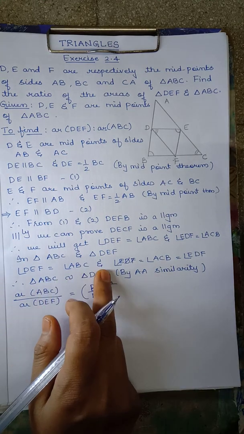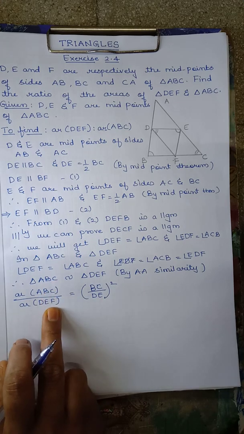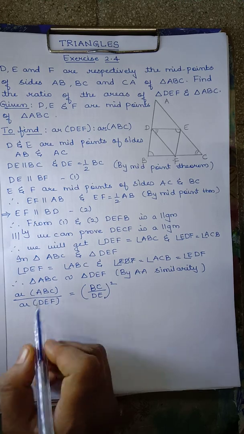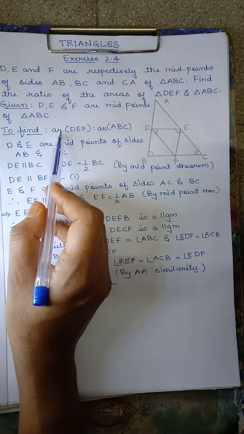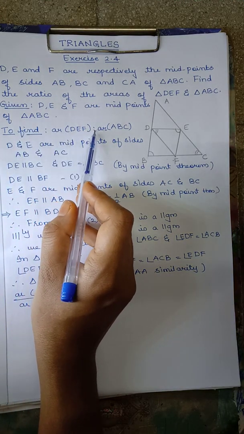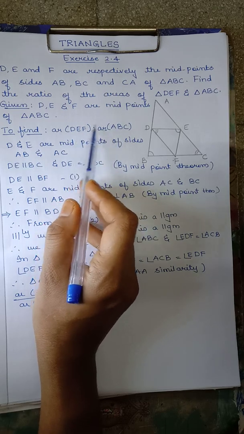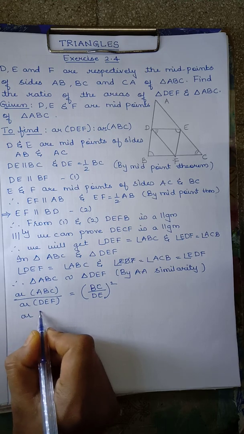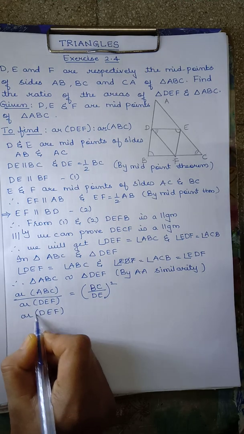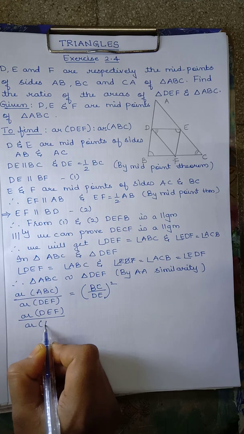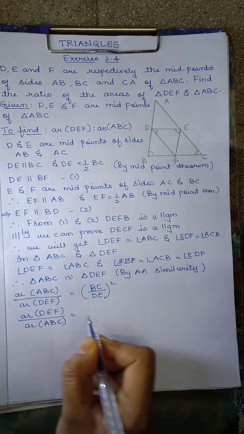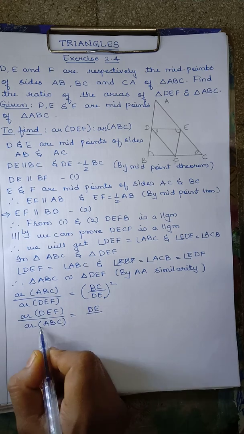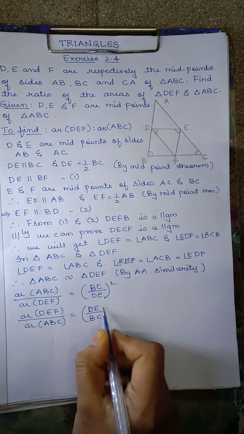Yes, when two triangles are similar, the ratio of the areas of two similar triangles is equal to the ratio of the squares of their corresponding sides. Okay, now we have to find the ratio of area of DEF to area of ABC. Okay, children, DEF first and then ABC. So we'll interchange here also. Area of DEF upon area of ABC. So here also interchange: DE first, and in triangle ABC, BC is the corresponding side.